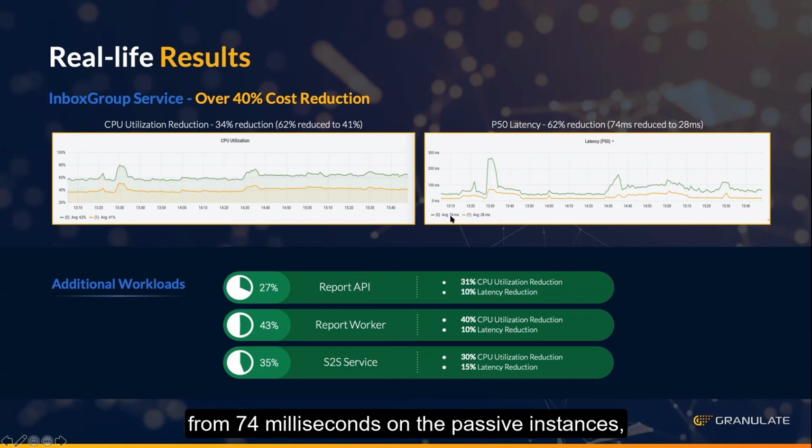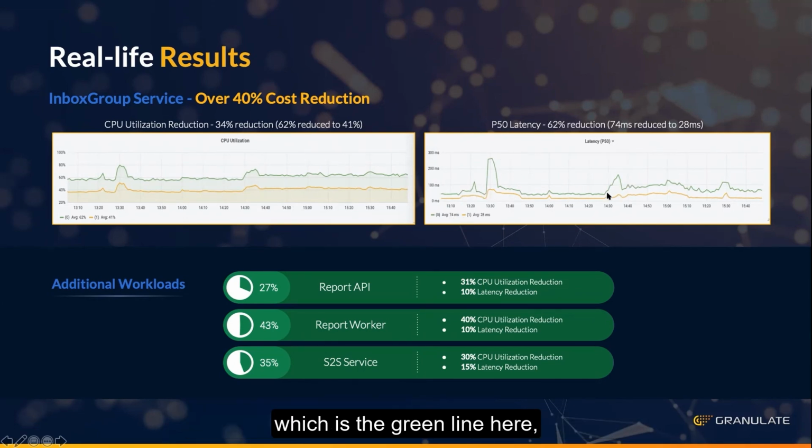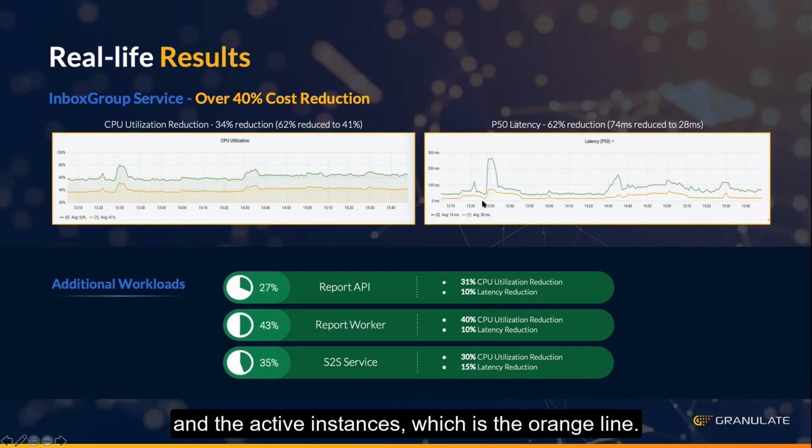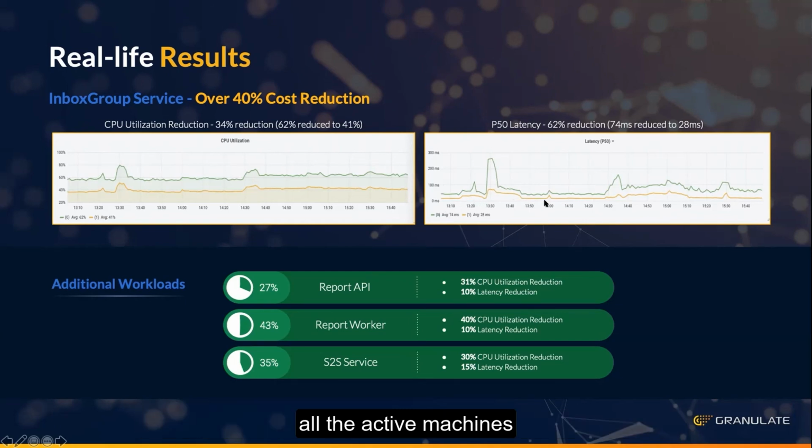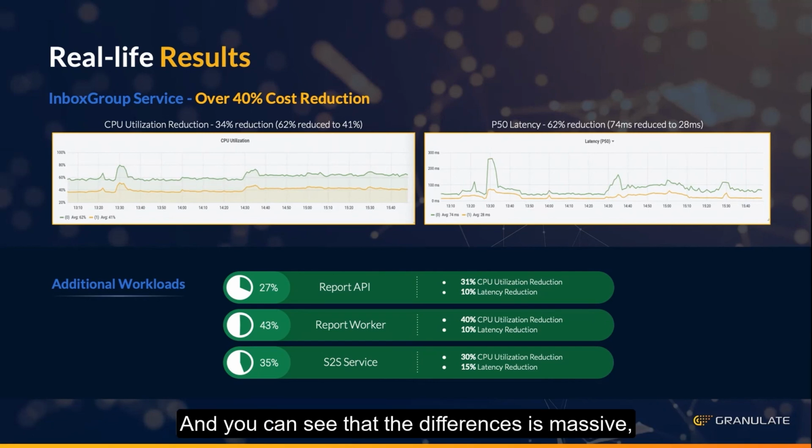major drop from 74 milliseconds on the passive instances, which is the green line here, and the active instances, which is the orange line. Again, this is an aggregation of all the passive machines, all the active machines, and averaging their latency and CPU. And you can see that the differences is massive. So 62% reduction on average of the latency of the active versus passive instances.